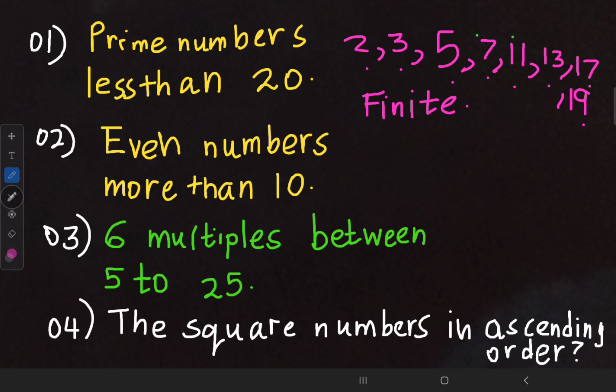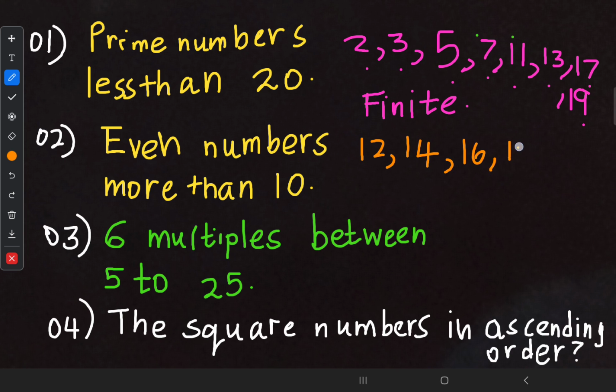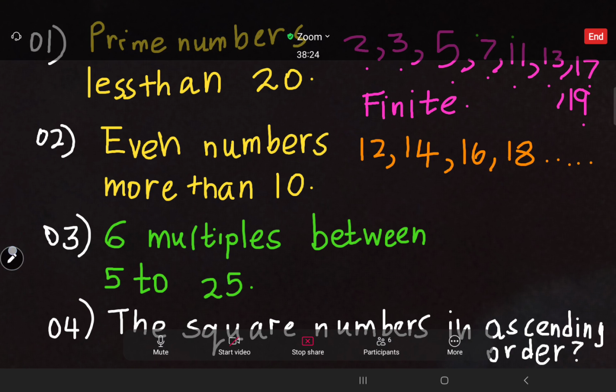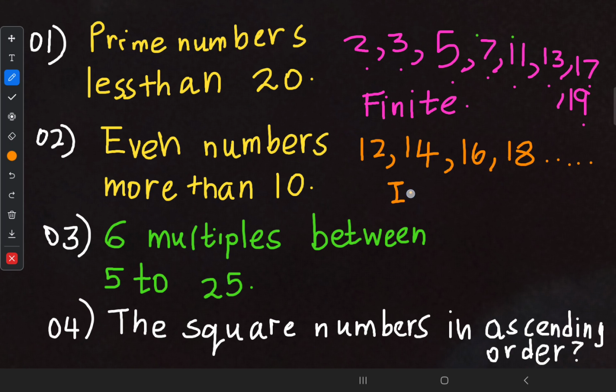When we think about the second one, even numbers more than 10. More than 10 means 12, 14, 16, 18. Likewise, more than 10 means there is no finishing ending limit given. So we can write it like this. There is no limit for this. So it would be an infinite number pattern.